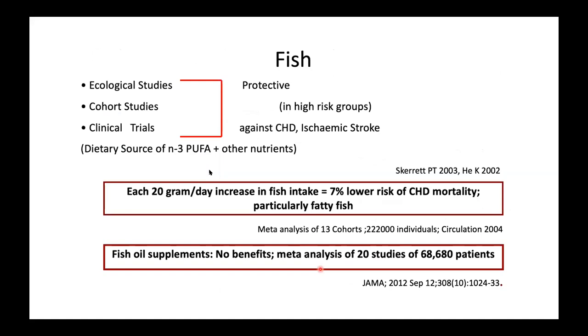5 servings per day. Regarding fish, ecological studies, cohort studies, and clinical studies have all shown that fish intake is protective, especially in the high-risk population, against coronary disease and ischemic stroke, because fish is a very rich source of omega-3 fatty acids and other nutrients. Studies have shown that each 20 gram increase in fish intake leads to a 7% reduction in coronary heart disease mortality. But it is important to note that fish oil supplements were not beneficial.